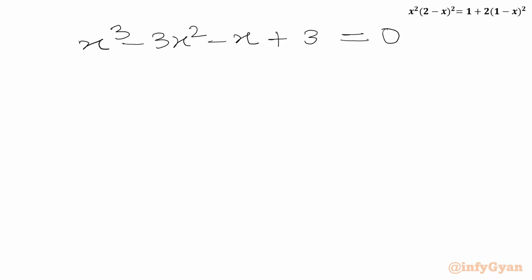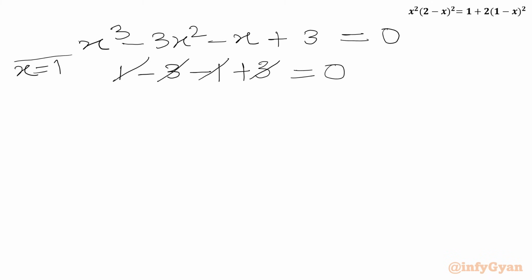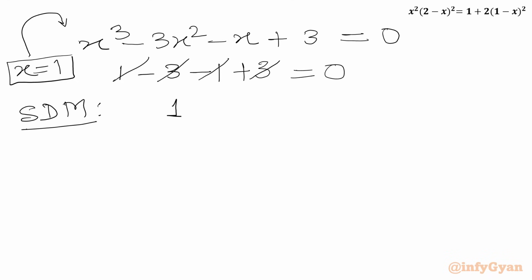If I will put x equal to 1 or simply add all the coefficients 1 minus 3 minus 1 plus 3, so yes, it is satisfying our equation. So I can write x equal to 1 is again the root of this cubic equation simply by adding the coefficients. Now we will take SDM method once again for this cubic equation. Let's write all the coefficients. 1 minus 3 minus 1 3.